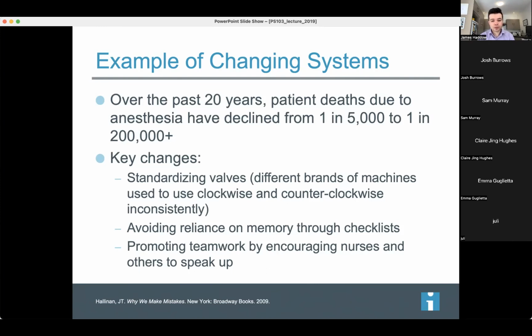Avoiding reliance on memory through checklists. So a lot of checklists to make sure the machine's working in the morning before they use it. Checklists in terms of preparing all the equipment for airway intubation, and making sure they got backups and plan B, etc. And then promoting teamwork by encouraging nurses and others to speak up. And this is the flat hierarchy idea, that if there's less of a barrier for people to speak up, then they may be able to offer alerts to problems and solutions to problems whilst they're required.